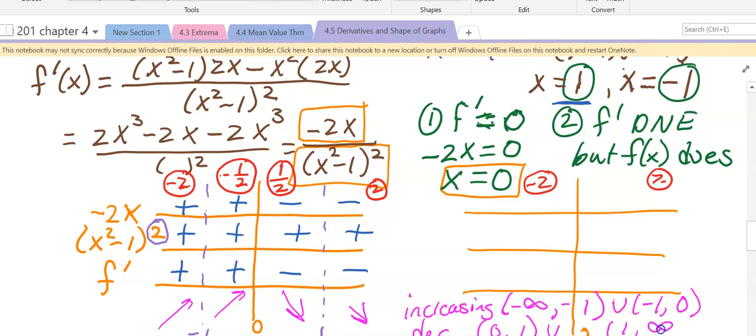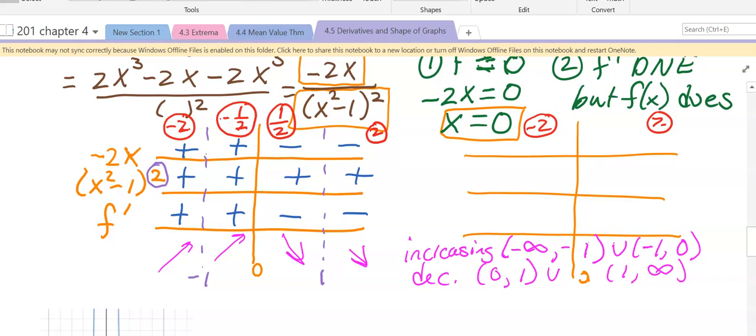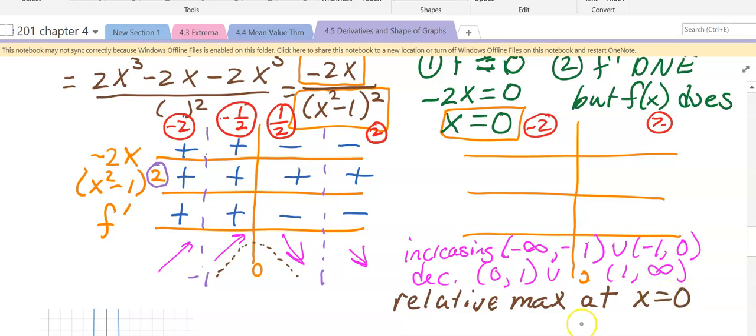This means that I must have something occurring at the critical value of 0. Since it is generally going uphill and then changing to coming downhill, this must mean that my graph is doing something like this. This must mean I have a relative maximum occurring at that value. My relative max occurs at 0, and the relative maximum value will be f of 0. So the relative max occurs at the x-coordinate and has value of the y-coordinate.